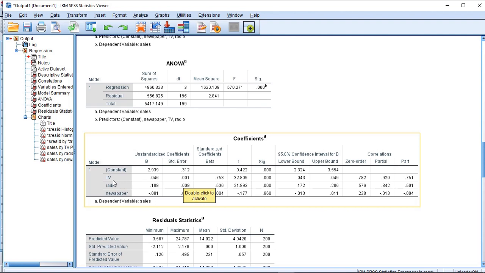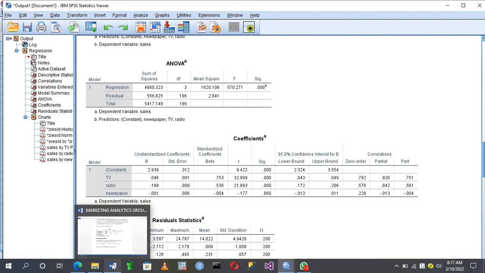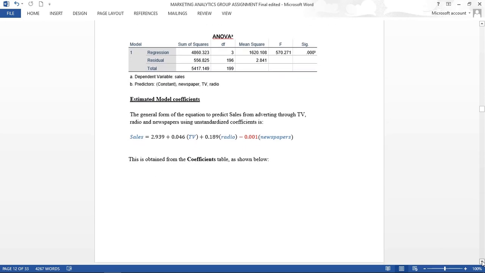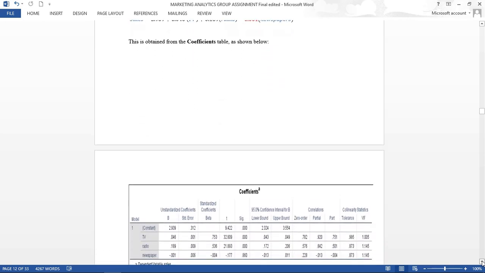So we'll be saying sales is equal to 2.939, this is the constant, plus 0.046 TV, plus 0.189 radio, minus 0.01 times the newspaper. Let's see on our write-up. So these are the sales. This is the equation which represents how we can predict the sales. So it's obtained on the coefficient table.